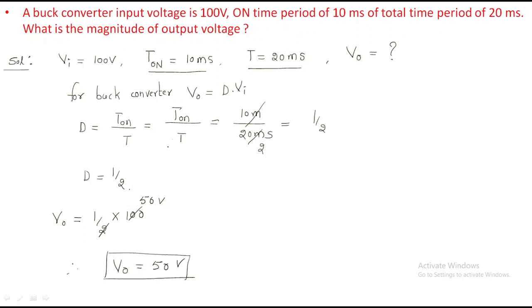The duty ratio is 0.5. Whenever the duty ratio is 0.5, the output voltage automatically decreases. So this is the procedure to do any problem related to the buck converter. Understand? Simply use this formula. Thank you.